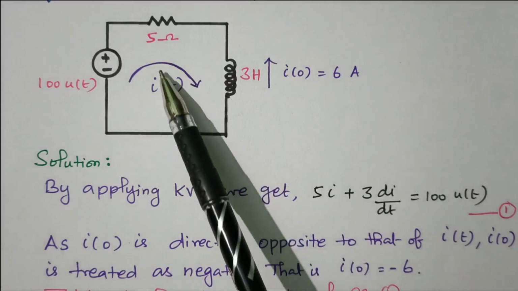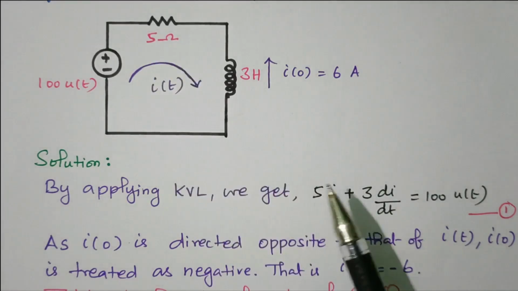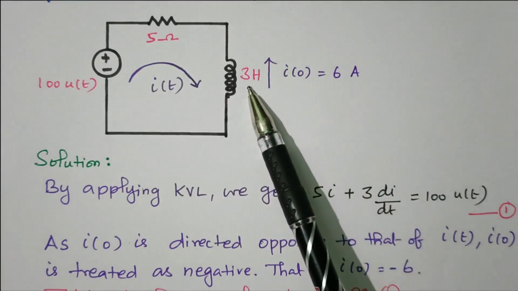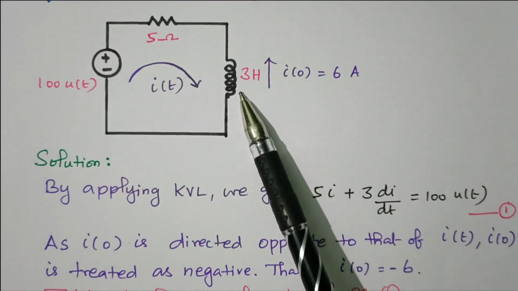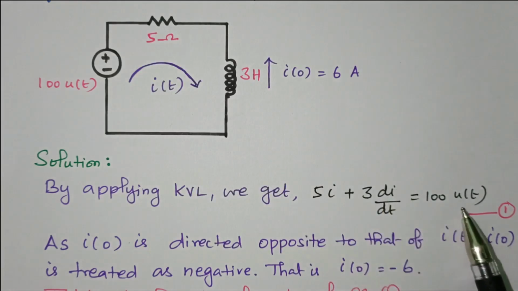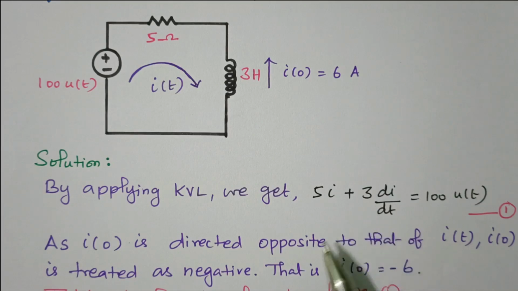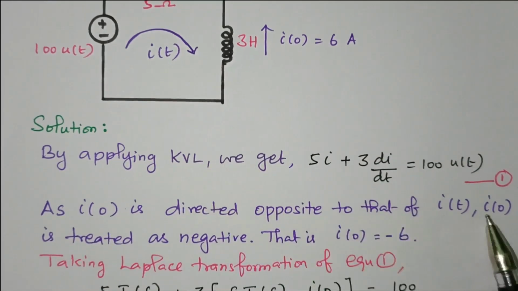That is, the voltage across the 5 ohm resistor is 5 into i, as this current i is flowing. Then the voltage across the 3 Henry inductor is 3 into di by dt. That is equal to the applied voltage 100 u of t. Right? So applied voltage equals resistive drop plus inductive drop, right? So from that, as I naught is directed opposite to that of i of t, I naught is treated as negative, that is I naught is minus 6.